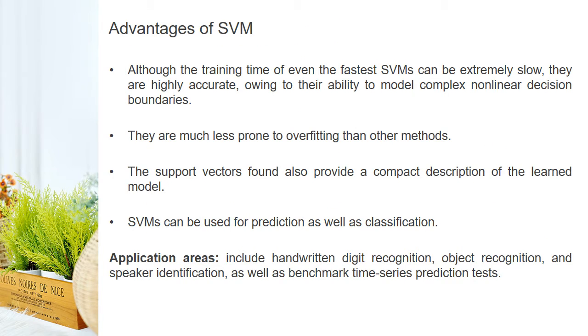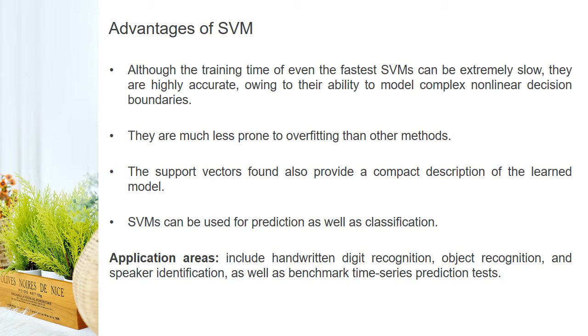Before going to the details, we will see what are the different advantages of using SVM. Although the training time of even the fastest SVMs can be extremely slow, they are highly accurate owing to their ability to model complex nonlinear decision boundaries. They are much less prone to overfitting than other methods. The support vectors found also provide a compact description of the learned model. This can be used for prediction as well as classification.